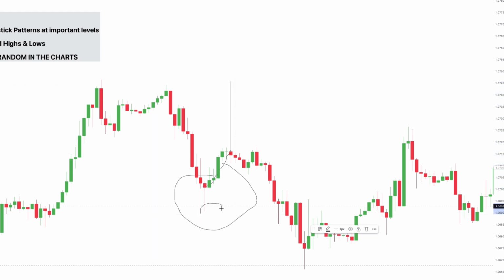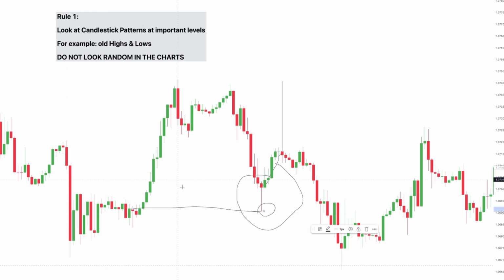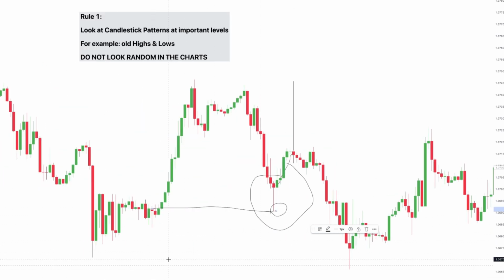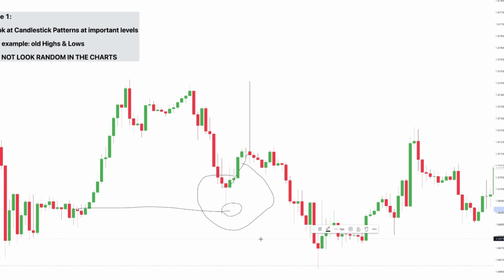But the thing is, this low was not made at an important level because there was no low here. There was no important level. There was nothing for price to do. An important level is an old low, for example, right here. That's why do not look random in the charts. Look at these kind of patterns at important levels, like here, when we touch that low.